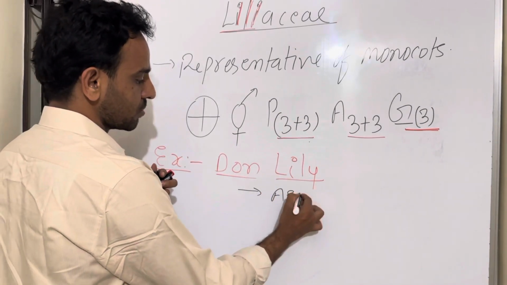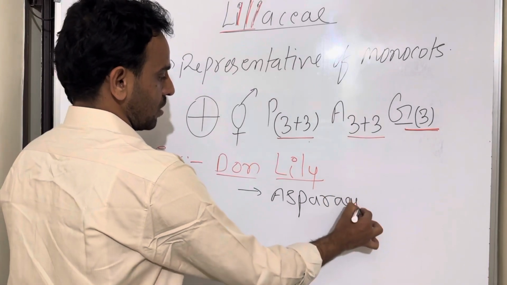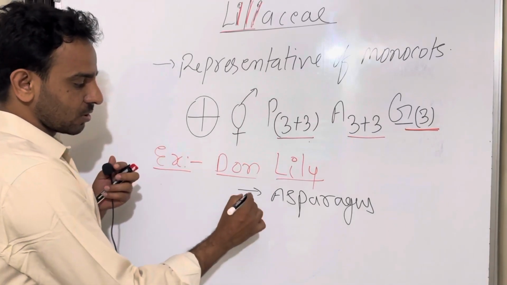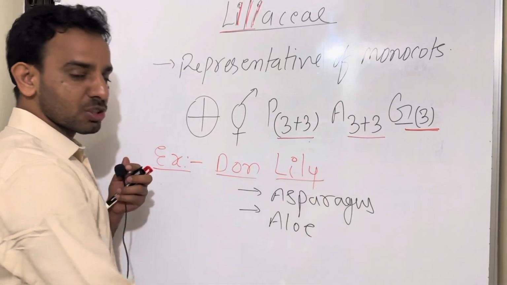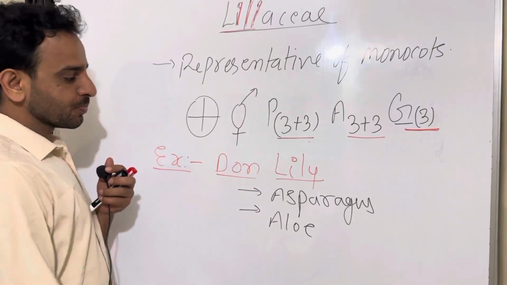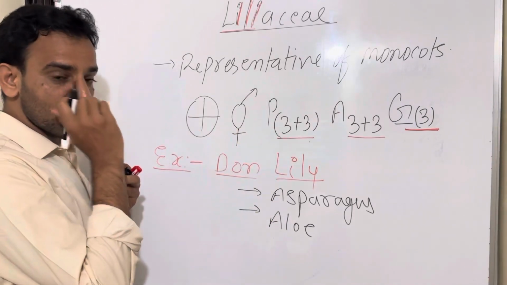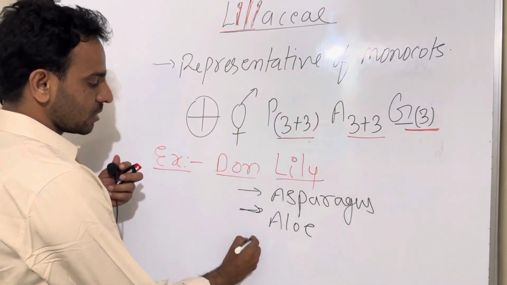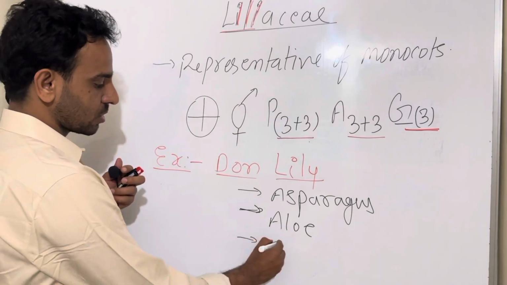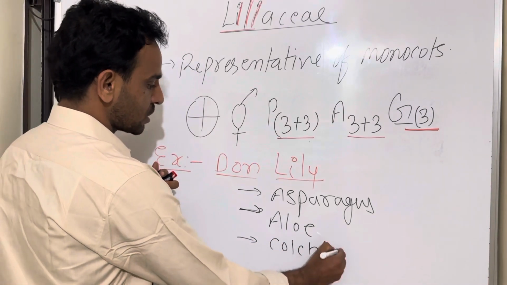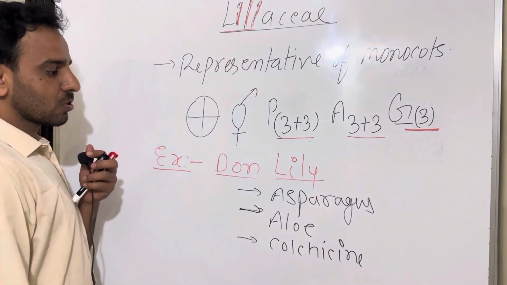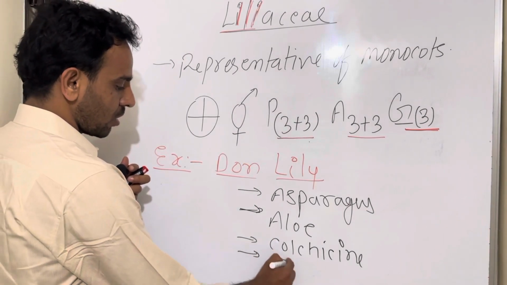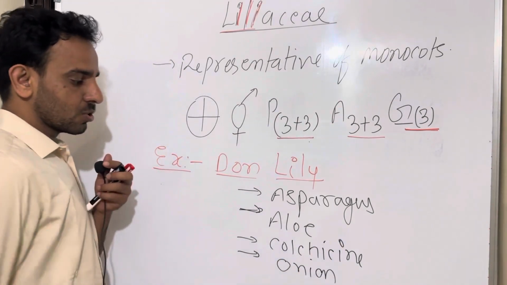So what is as per her wish? Asparagus. And if she is Dawn, then no one would stay with her, so she would stay alone. That means aloe vera. And she has got cold. So what is that? Colchicine is another example. That is why she got cold, because she ate onion. What she ate? Onion.